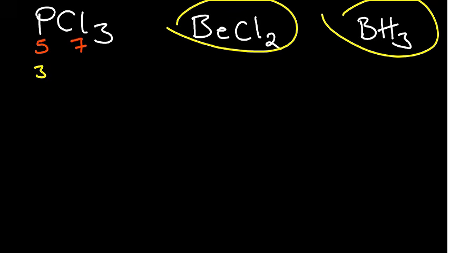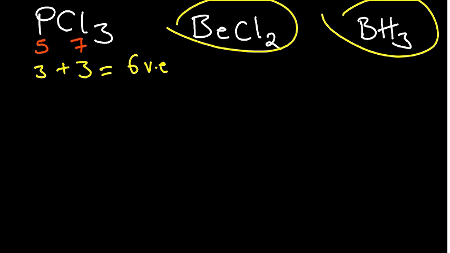Chlorine needs a single electron each. How many are they? There are 3. So we'll be in need of 3 electrons. So we get to add 3. 3 plus 3, so we have a shortage of 6 electrons. 6 valence electrons are missing.